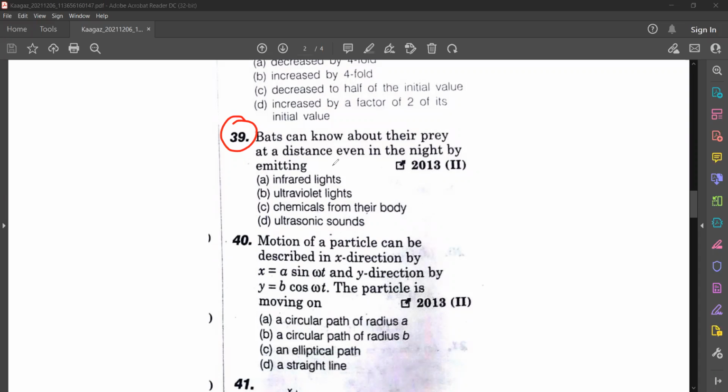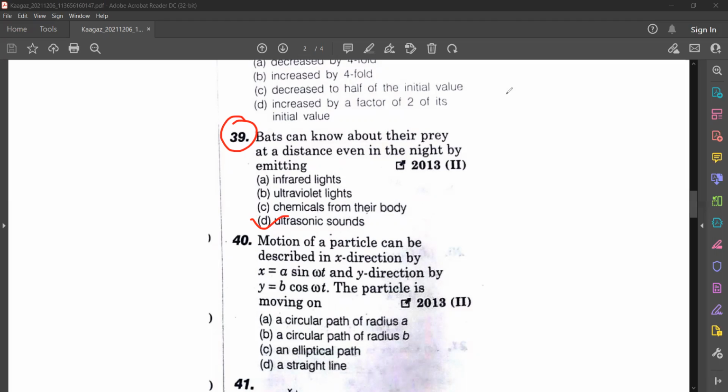What kind of wave is being emitted by bats? Comment it. Easy, no? All of you comment it. Yes, ultrasound waves or ultrasonic sounds. Bats will be emitting ultrasonic sounds.